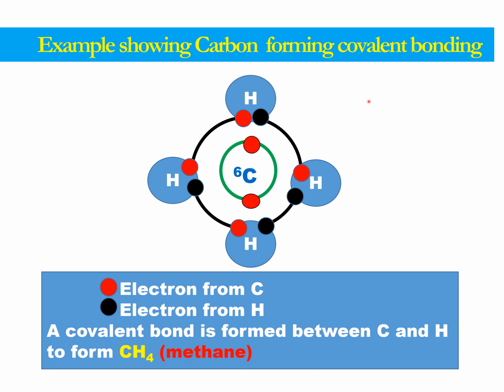So what carbon does instead is to share its outermost electrons with four hydrogen atoms. So you can see here, this electron is from hydrogen and this is from carbon. So it shares here. Hydrogen will have the two electrons that it requires, and here it will do the same thing with another hydrogen atom. It will do the same here and here, and in that way carbon will have 8 electrons in its outermost shell, and each hydrogen atom will also have 2 electrons that it requires in its first shell. So then a covalent bond is formed between carbon and hydrogen to form CH4, which is called methane.